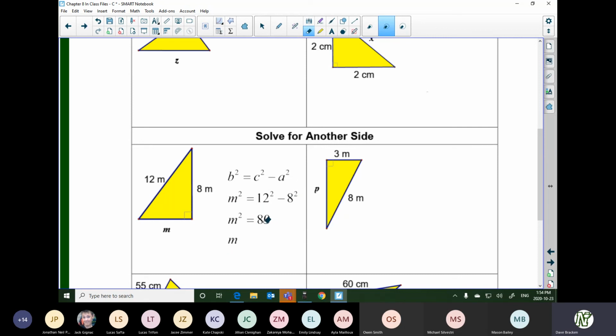And the square root of 80 is almost 9, right? Because 9 times 9 is 81. It's 8.9, and in this case, meters, because this is in meters. 4 steps to each one. Write your formula, plug in, get what the squared is equal to, and then take your square root. You guys have 6 more to do, okay?